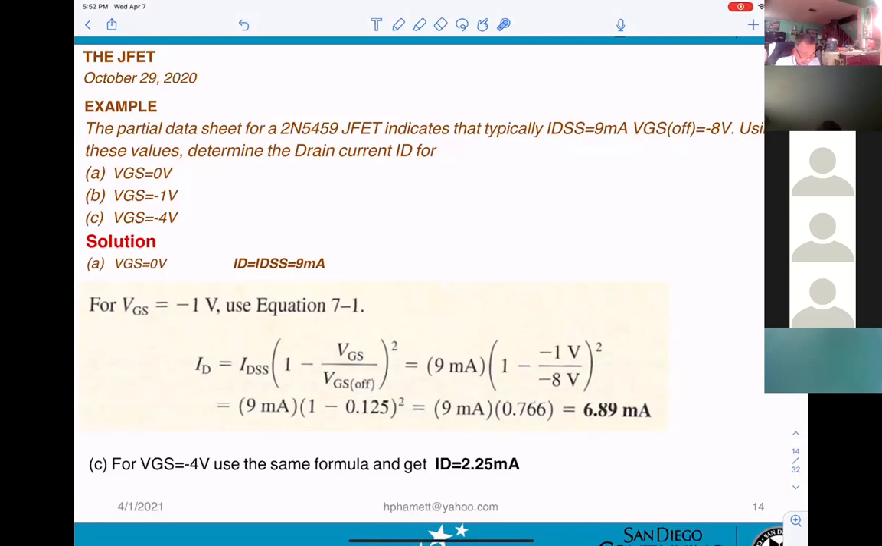And you do the calculation the same way for minus 4 volt. Basically, if you want to calculate the ID, you must use the formula IDSS times 1 minus VGS over VGS off, squared. Any question on this? Can this straighten out your calculation?